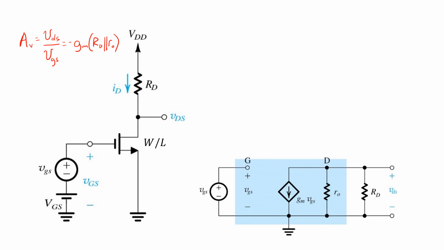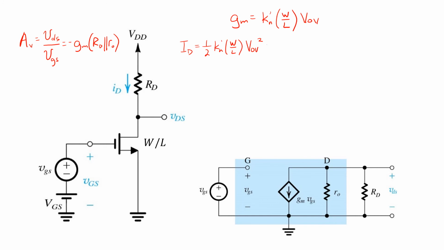So far we've seen that GM equals Kn, which is the same as Kn prime times W over L, width over length of the transistor, times the DC operating point overdrive voltage. Now, we can write a slightly different expression for GM, remembering that the DC drain current is related to the overdrive voltage by this expression.